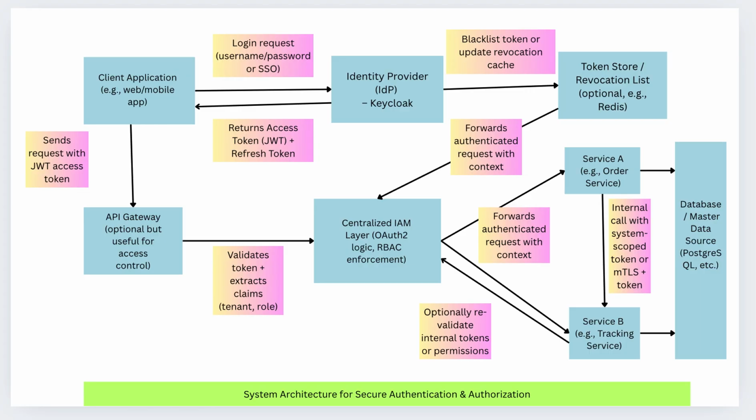After token issuance, the client makes a request to the gateway. The gateway then validates the token and forwards the request to the centralized IAM layer for advanced authorization checks such as resource level access decisions.